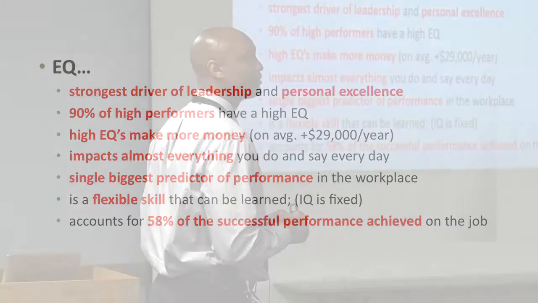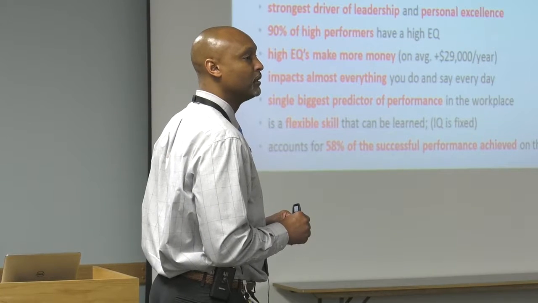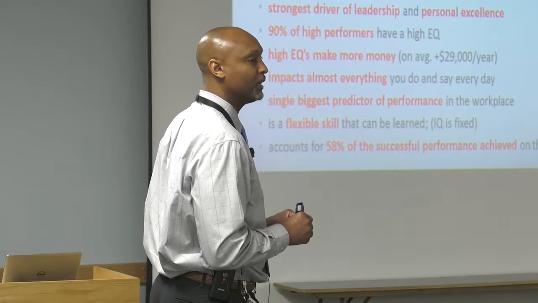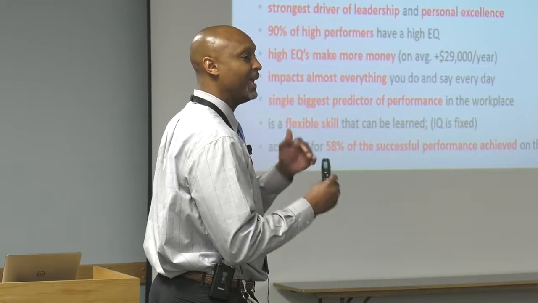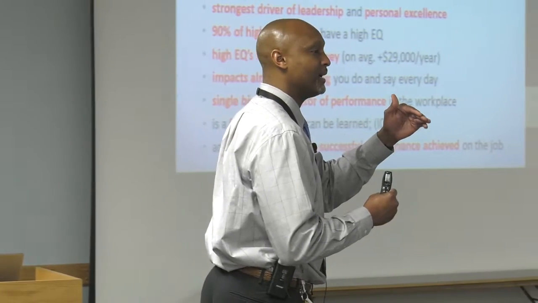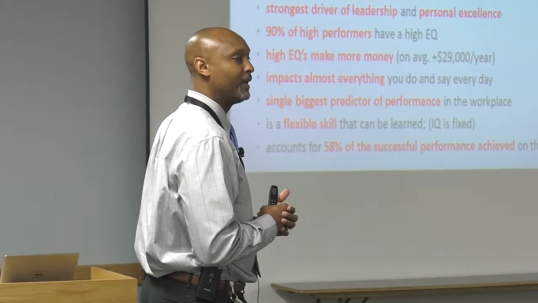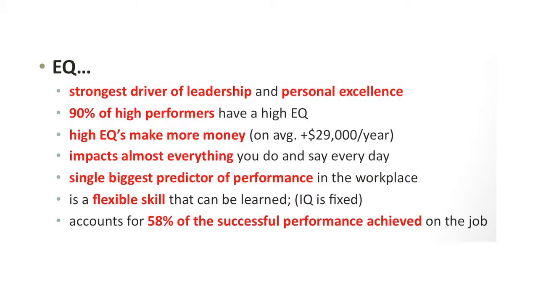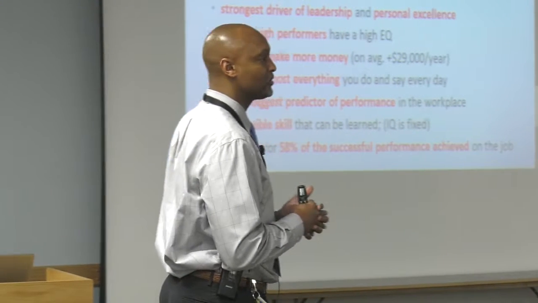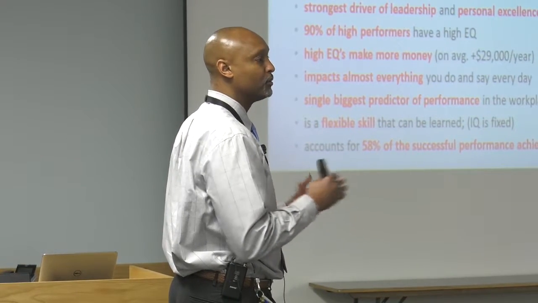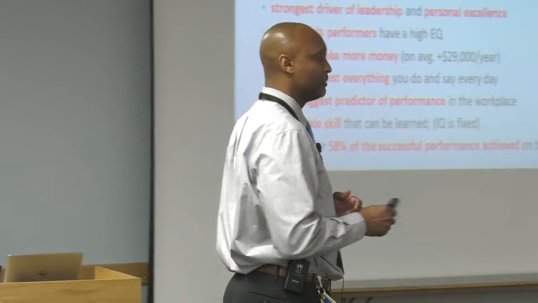IQ is fixed. So you can be not extremely smart, but be very adaptable and intuitive and learn from others and work well with others and be respectful to others and maybe jump somebody that has a higher IQ because they're inflexible. They think they're smart, they know it, and they're not willing to listen to anybody else. And then the last part right there accounts for 58% of the successful performance achieved on the job. So almost 60% of the success on the job is from people having the intuitive skill to be able to move and mold and reshape themselves.